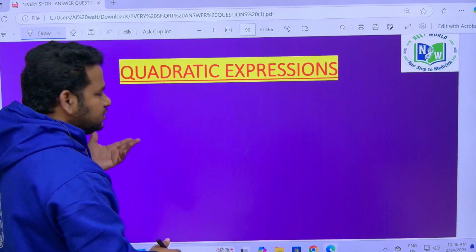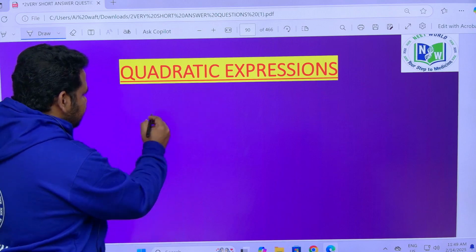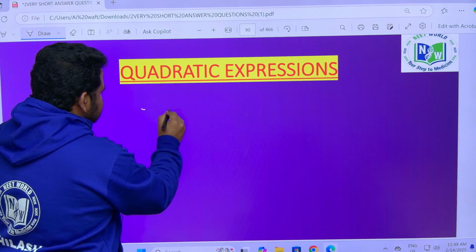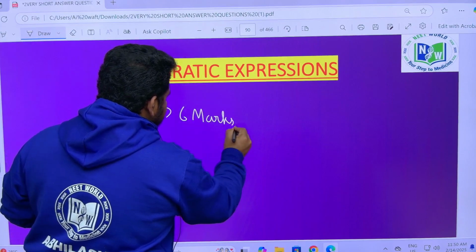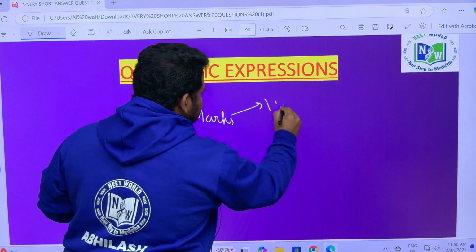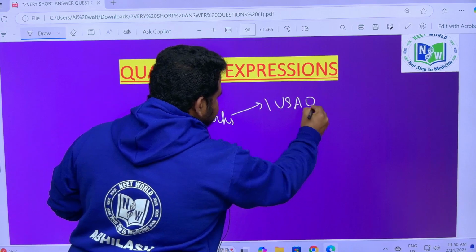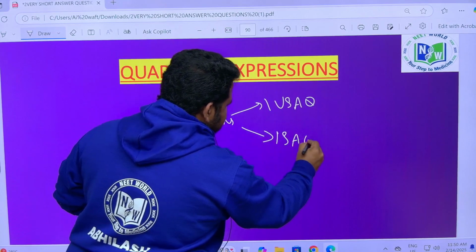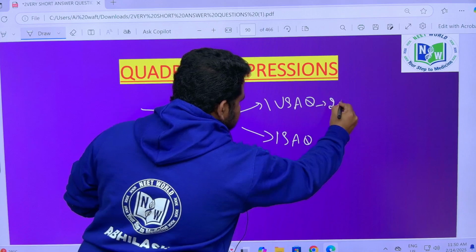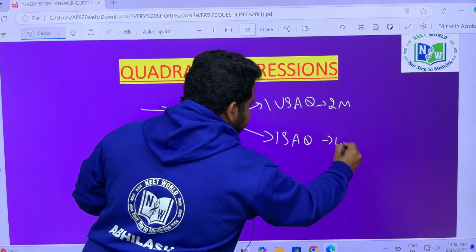So first you must know the weightage of this chapter. Like I always say, first thing is weightage. So this chapter is carrying 6 marks in your IPE exam, that is intermediate exam. So one is a VSAQ, another one is a short answer question. So this is 2 marks and this is 4 marks.